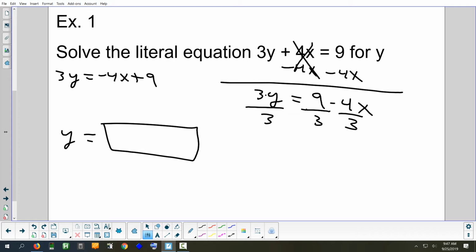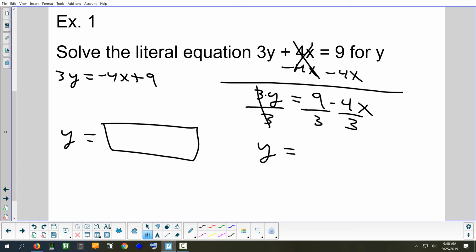When you divide by a number, you have to do it everywhere. That's different than when we add and subtract. When you add and subtract, we don't do it everywhere. Like right here, we did minus 4x from here, here, and here. So that's just something we've got to keep straight. But dividing, you've got to do it everywhere. Jaden, what's 3 divided by 3? It cancels out. 1. Now we've got y by itself.